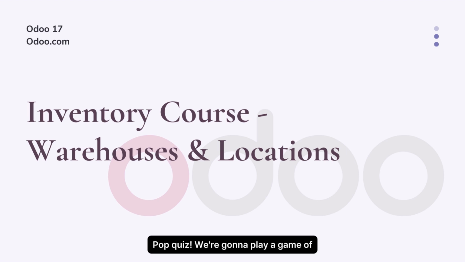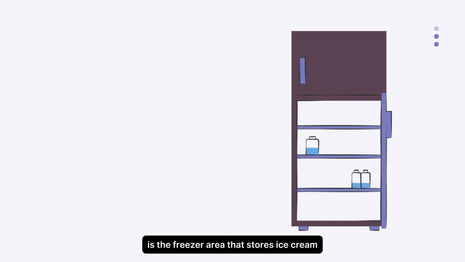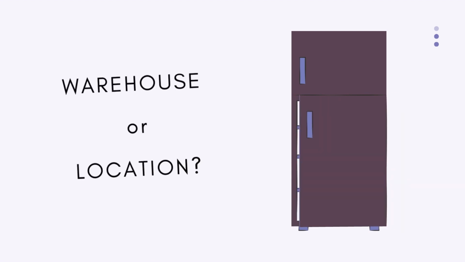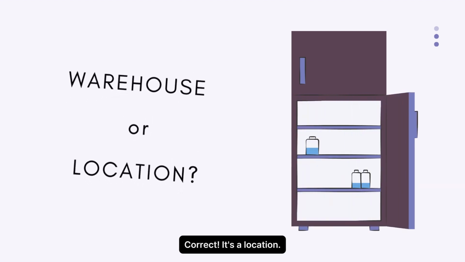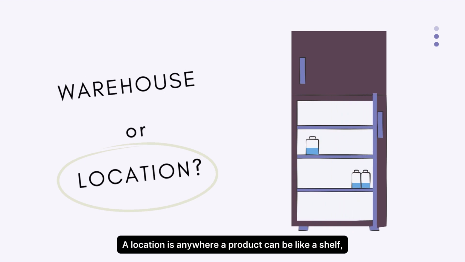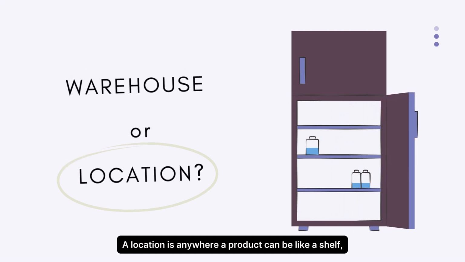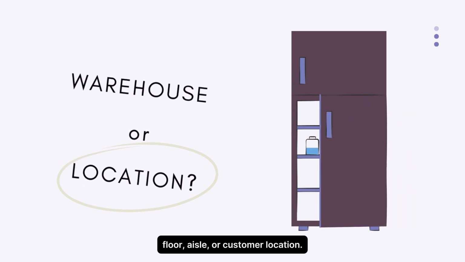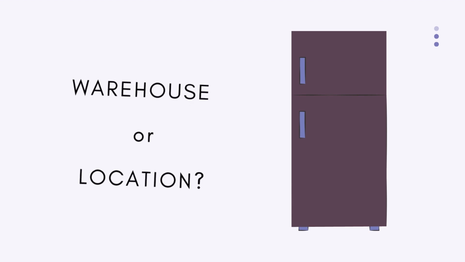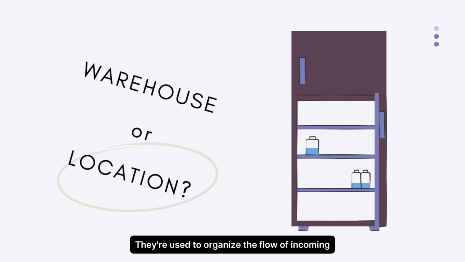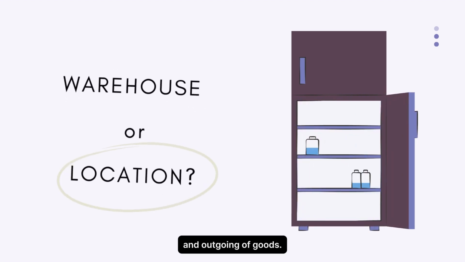Pop quiz. We're gonna play a game of is it a warehouse or a location? So consider this. Is the freezer area that stores ice cream a warehouse or location? Correct, it's a location. A location is anywhere a product can be, like a shelf, floor, aisle, or customer location. They're used to organize the flow of incoming and outgoing goods.